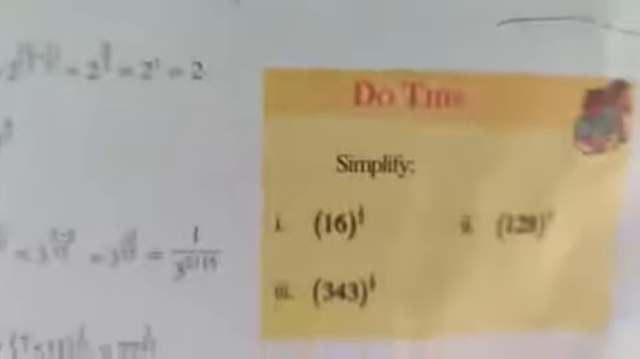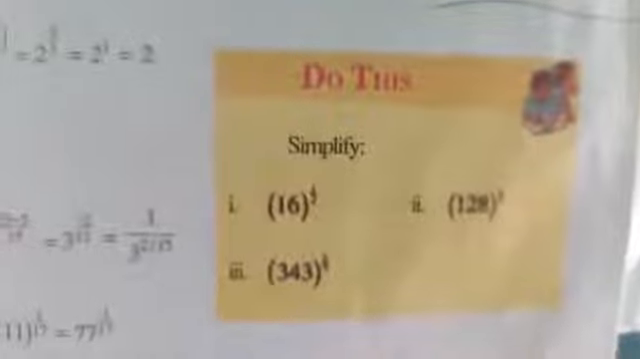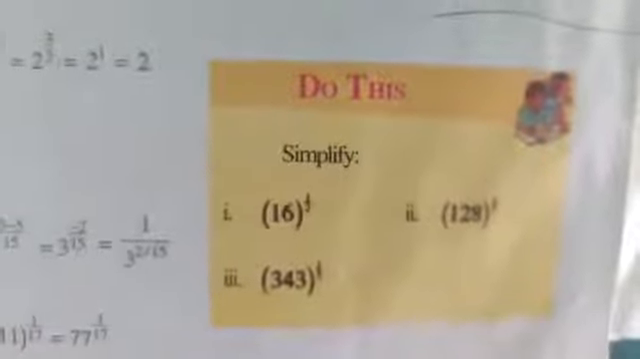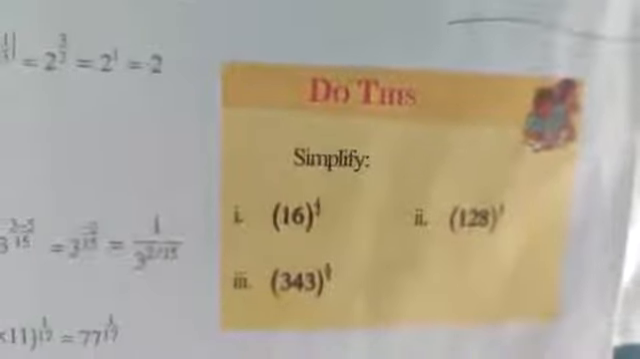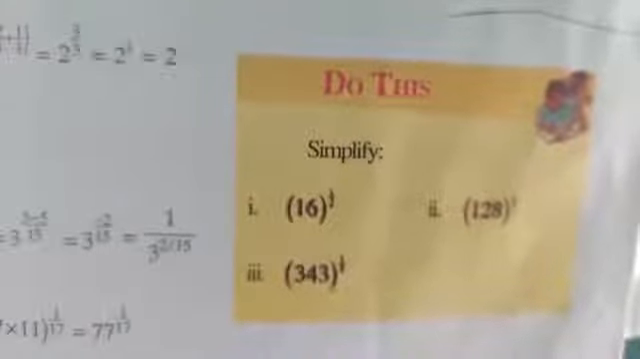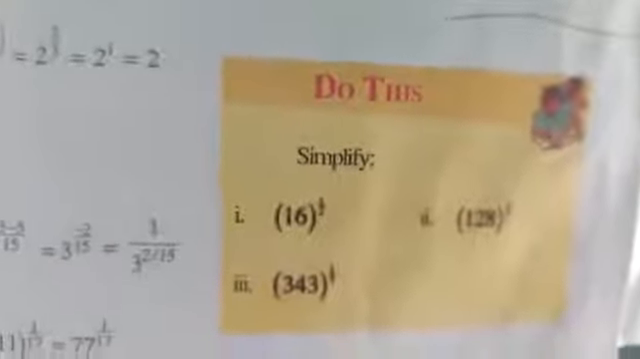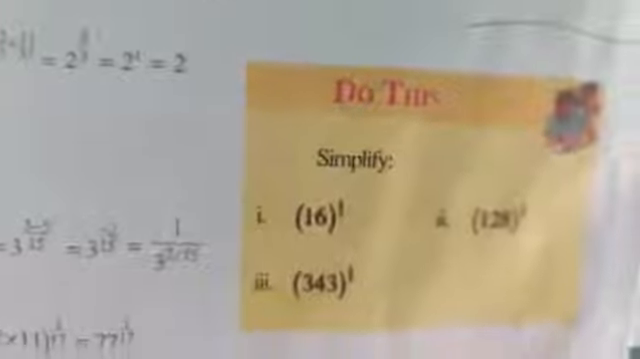16 to the power of 1 by 2, 128 to the power of 1 by 7, 343 to the power of 1 by 5. These sums depend on the exponential law. Do this.